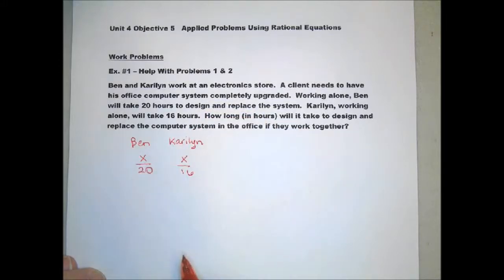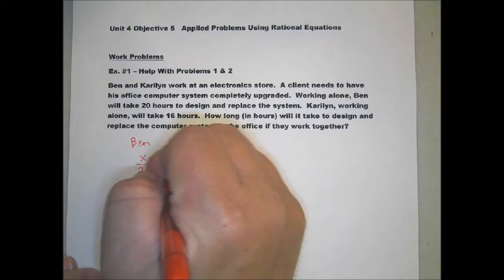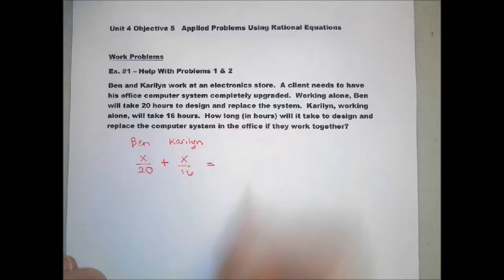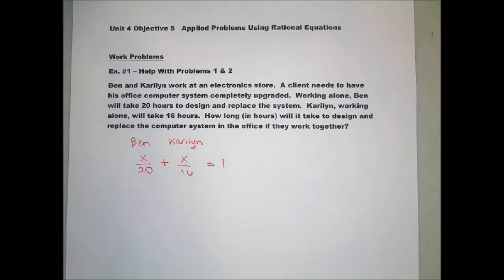How long is it going to take them if they work together? Well, working together is going to be a plus. And the number that represents the job getting done is the number 1. So that's the setup to the problem. In fact, that's the setup to every work problem that's like this. You know what it's going to take for this guy to do it alone. You know what it's going to take for this one to do it alone. But if they work together, what's it going to take? How long is it going to take for them to get it done? So we've got this equation right here.